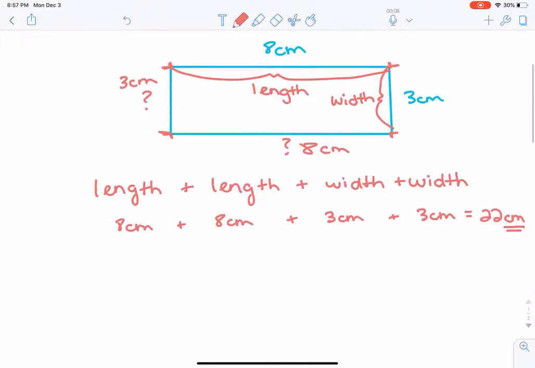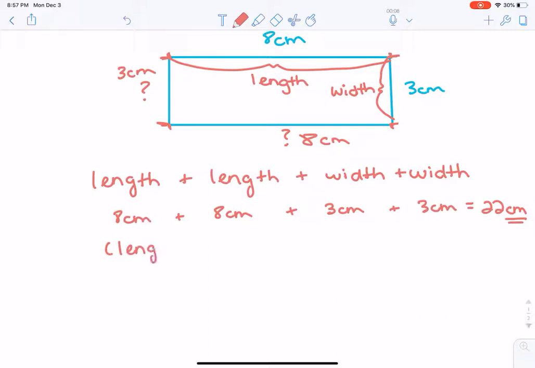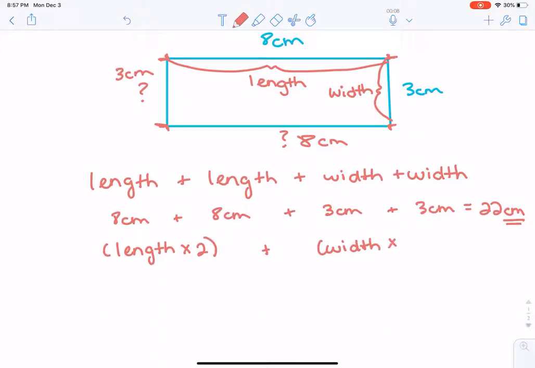Now the second way we are able to calculate perimeter, which we discussed in class, is with our second formula, which is length times 2 plus our width times 2. So let's go ahead and we'll plug in those numbers. So we know that our length is 8 centimeters, and if we times that by 2, that gives us 16. Now we have to make sure that we're adding to our width, which we know is 3 centimeters, times 2. So now let's solve for both of those numbers.